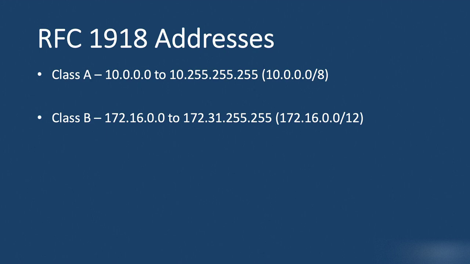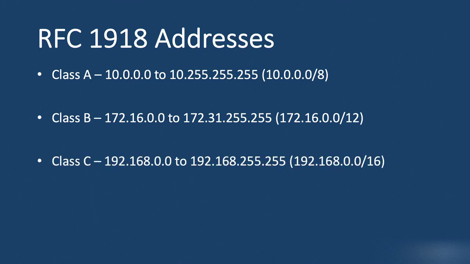172.16.0.0 to 172.31.255.255. This can also be denoted as 172.16.0.0/12. And in Class C, the reserved range is 192.168.0.0 to 192.168.255.255. This can be denoted as 192.168.0.0/16. From the JNCIA examination perspective, you do not have to memorize these IP address ranges, but as a network engineer, it is important that you know these ranges. This could come up in any interview as well. So make sure you know these RFC 1918 ranges.